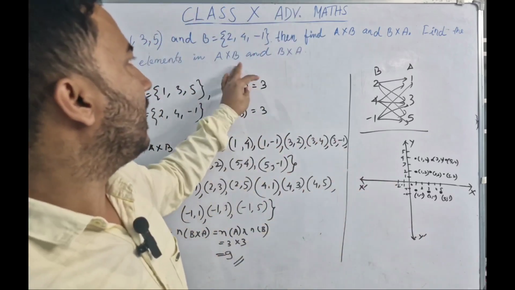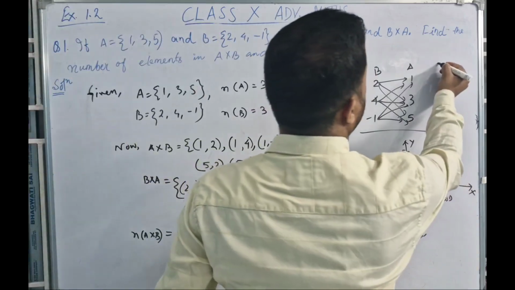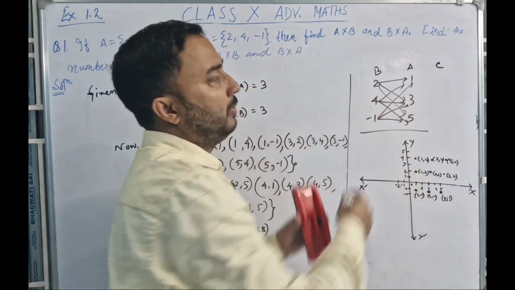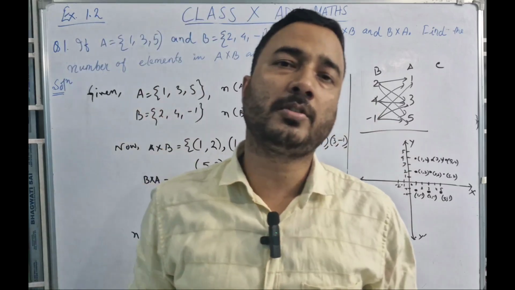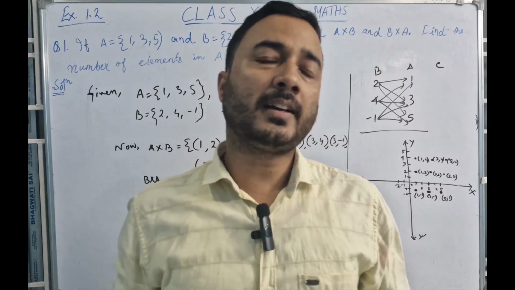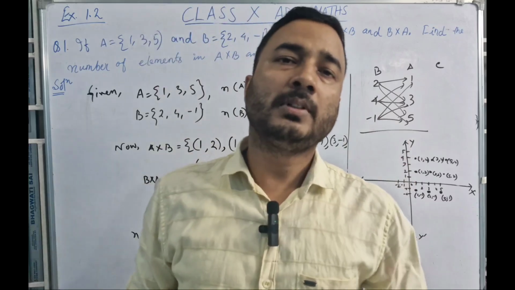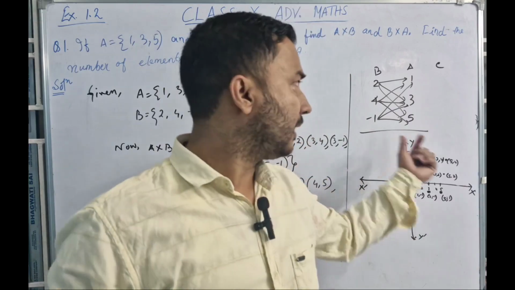If 3 sets are there, A, B, C, then we have to go for another set. Suppose C is there, then we have to go for C also. I will show it in the question itself. There are some other questions also where we will be dealing with 3 sets. In that case, I will show you how to find the Cartesian product of 3 sets, or for any number of sets.